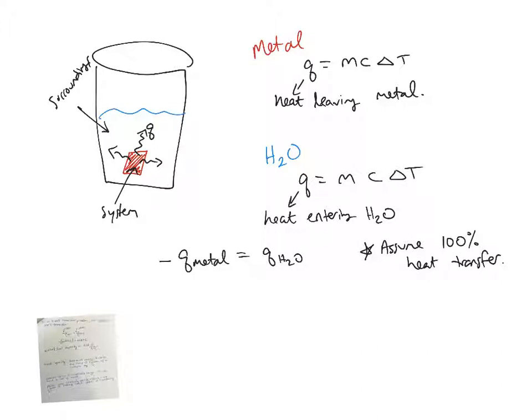And I think you can imagine that that's probably a bit of a false assumption, but we have to assume that. Otherwise, these problems get much more complicated and harder, okay? So these are the ideas here. Q of the metal is going to equal Q of the water.